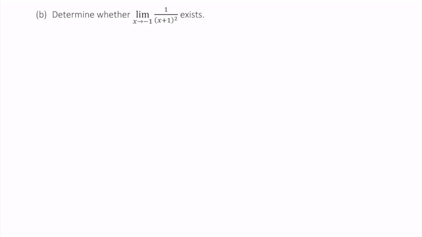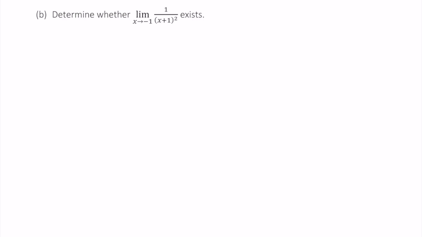Welcome. In this video, we're going to determine whether the limit of 1 divided by quantity x plus 1 squared as x approaches negative 1 exists. And we're going to do this by graphing, and we're not going to use technology. We're just going to use what we remember from function transformations about how to graph this.